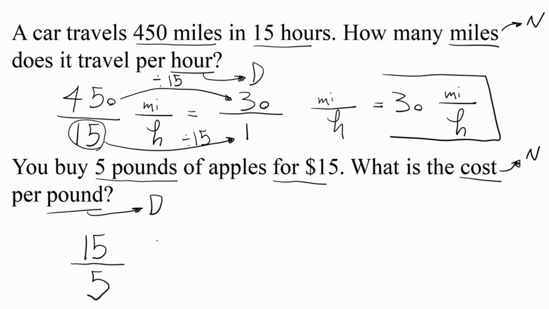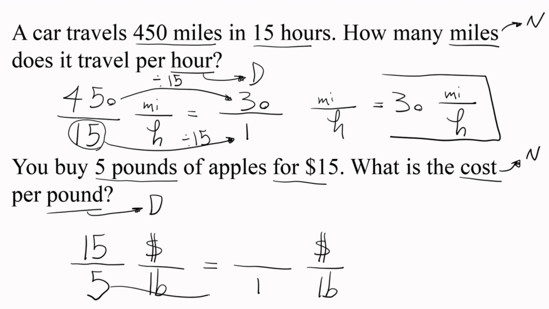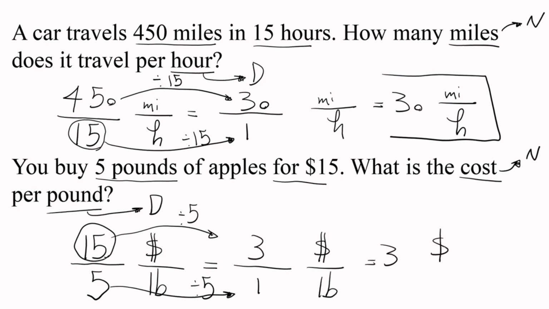Here I have dollar. The unit was dollar. And in the denominator, I have pound. As I told you, I must make the denominator 1. And again, the unit will be dollar per pound. How am I supposed to do that? By dividing this denominator by 5. Of course, I must do the same with the numerator. If I divide this by 5, I'm going to have 3. Finally, I'm going to have $3 per pound. This is the unit rate of this example.